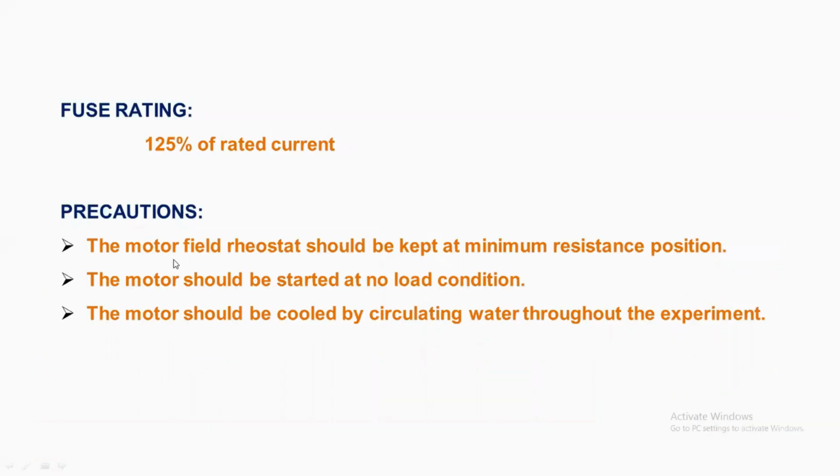Then fuse rating. Normally the fuse rating is 120% of rated current. The rated current is given in the nameplate details of the motor. This value is fixed by the manufacturer, the designed value. Suppose the rated current is 20 ampere, then the fuse rating is 120%, that is 120 divided by 100 into 20. That is our fuse rating, just 25% greater than our full load current or rated current.